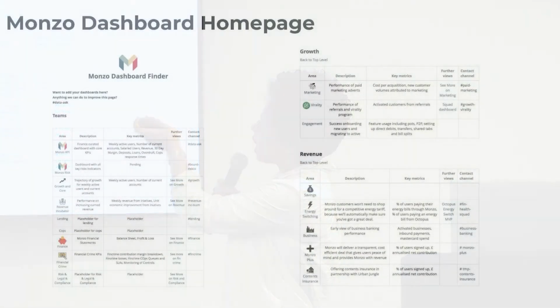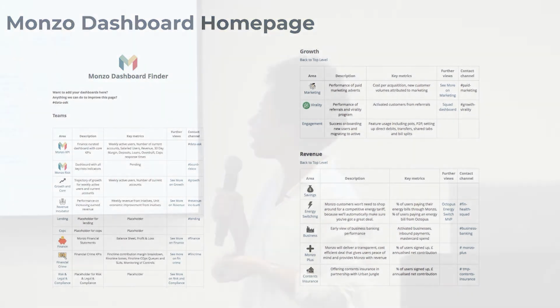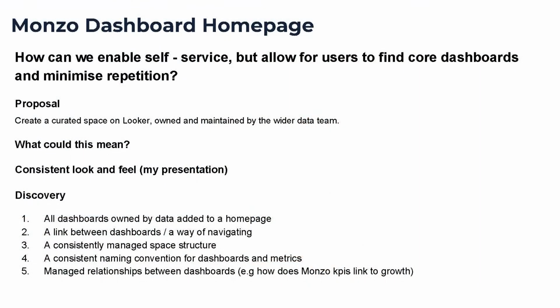And within this, we have agreed certain standards within the data team that any new dashboard added to this will have been peer-reviewed, essentially, within the analyst team. So kind of kept this in a raw format, so it's a lot of text. But we had this project which was how can we enable self-service but allow for users to find core dashboards and minimize repetition. And we have this great use of proposals at Monzo. So you create a proposal, people give their input, you find a team to execute it. So this proposal was to create a curated space on Looker, owned and maintained by the wider data team.